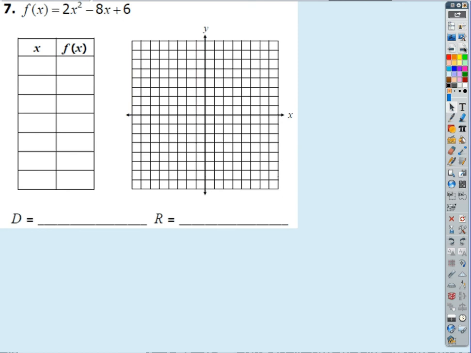How about this one? a, b, and c, what are they? a is 2, b is negative 8, c equals 6, right? So we want to find the x coordinate of the vertex. So x equals negative b over 2a. Everybody try that on your own real quick.